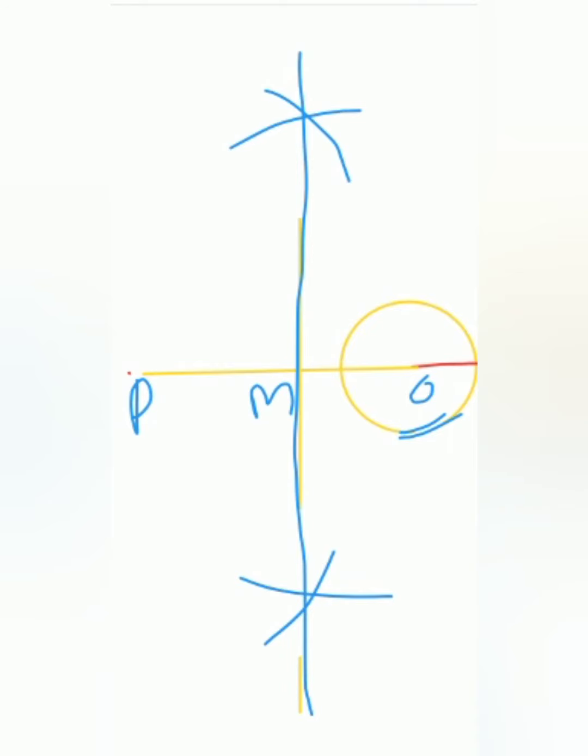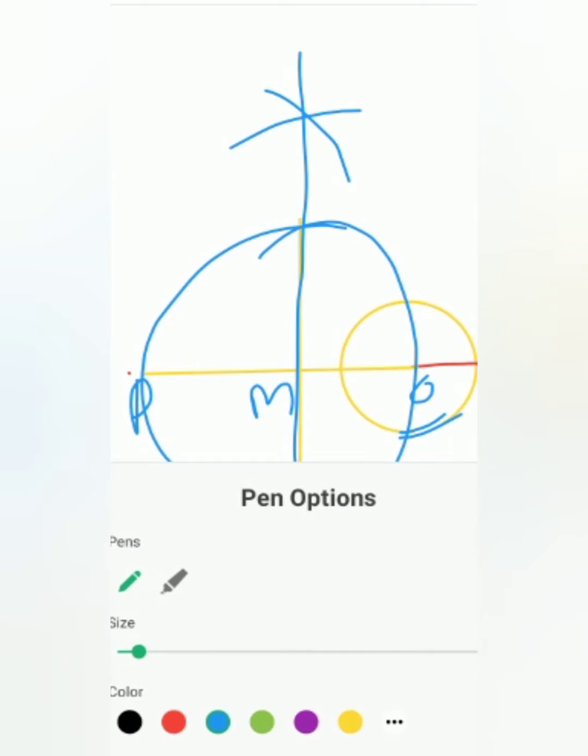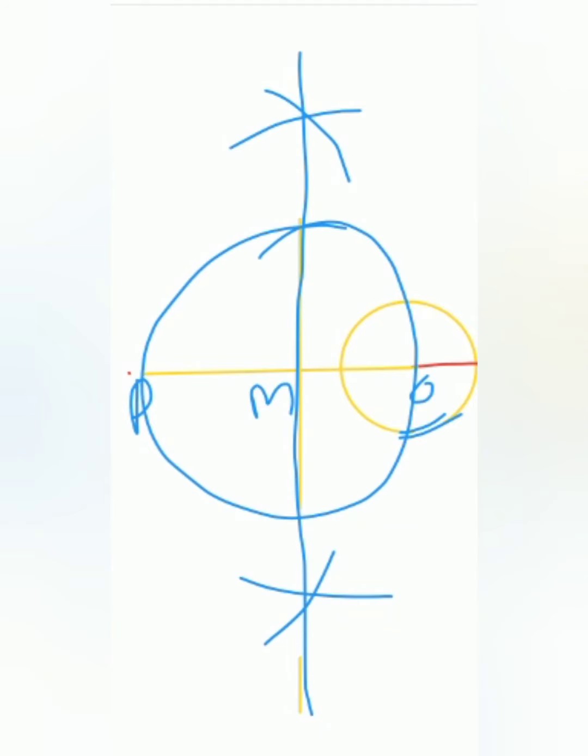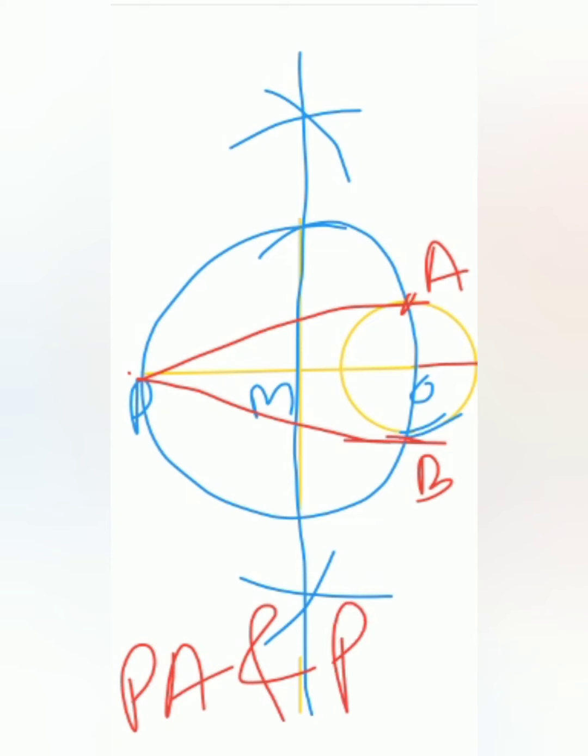You take the distance from P to M, and taking M as center, you draw a circle like this. Your next step is you name the points where this circle touches the smaller circle as A, and here as B. Now you join P to A and P to B by your scale. You'll get the tangents required, that is PA and PB are the tangents required for this question.